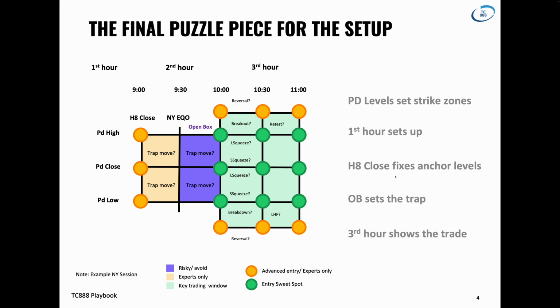But then the 8 hour close, 9 o'clock, fixes the anchor levels. 8H high and low, you know, that's very important for me. That's the core of my system, and I always judge them. But this is still only kind of your background information for the moment. As you know, I always trade bottom up, and bottom up starts with the open box. So then the open box sets the trap. Volume hits in, and then you think trap move. What are they doing? Trap the high, trap the low, blow off. Trap the high, blow off to the bottom. Whatever. There's a couple of variations. I will show you those.